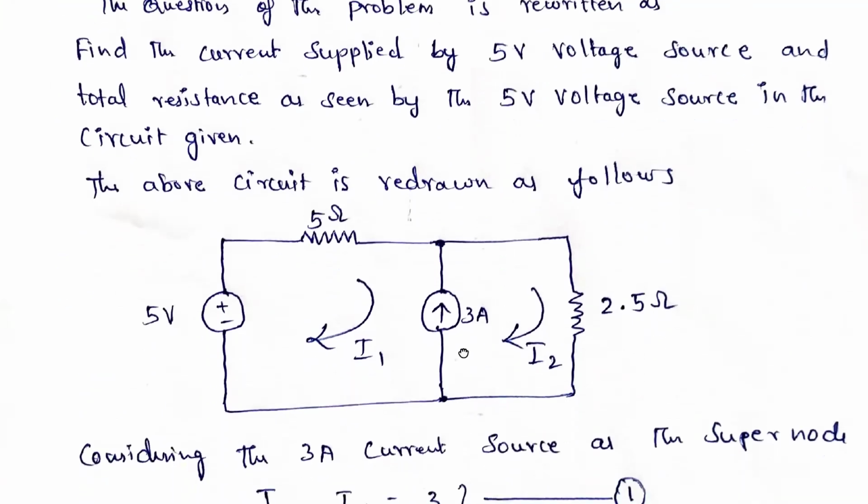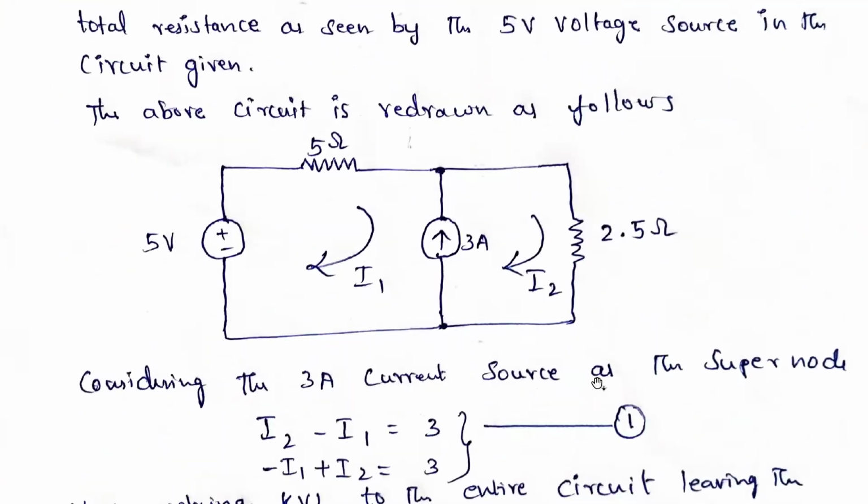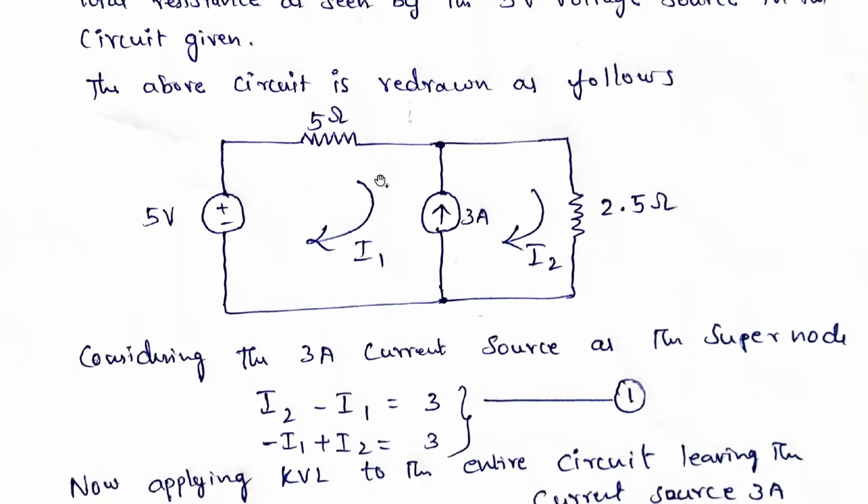Now considering the 3 amps as a current source, we treat it as a super node. What is a super node? It is connected between non-reference nodes. So this 3 amps is considered as a super node. Here if you apply the analysis, the current in this particular loop is I1, and the current in this particular loop is I2.